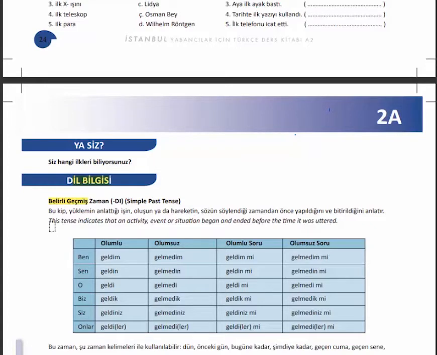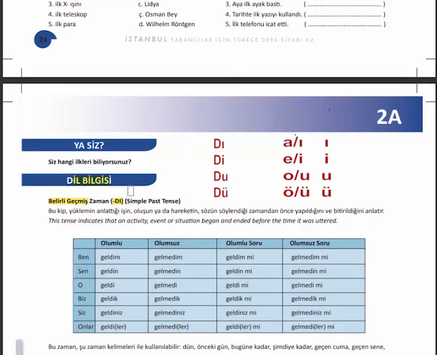What does it mean? This tense indicates that an activity, event or situation began or ended before the time it was uttered. For example, an event that starts in the past and ends also in the past is called simple past tense in Turkish. The suffix used for simple past tense is -di. It can change according to four-way vowel harmony. For example, we can write this as -di, -dı, -du, -dü according to four-way vowel harmony.